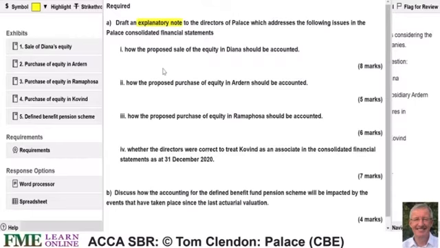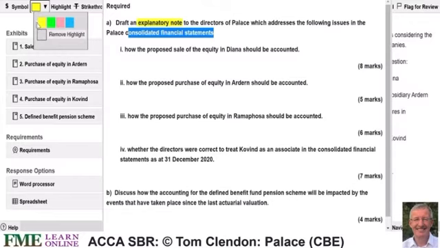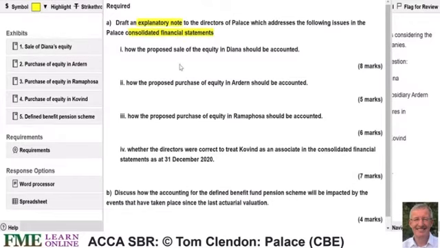Now, we've got 4 things to do in part A. We've got to address the issues in the consolidated financial statement. So this is all about the group accounts. And we've got to talk about Diana. There's a sale of equity in Diana. Could be a disposal, loss of control, could be a change in the NCI, and there are 8 marks available.